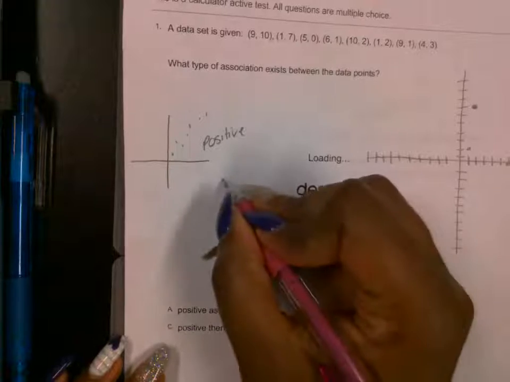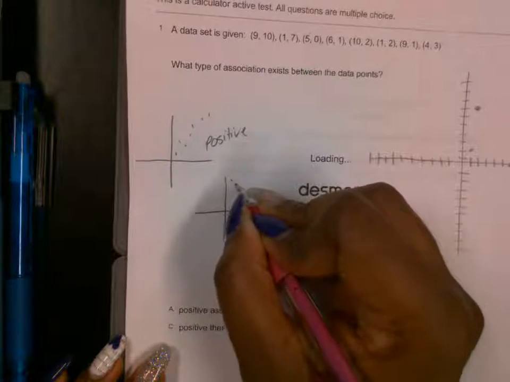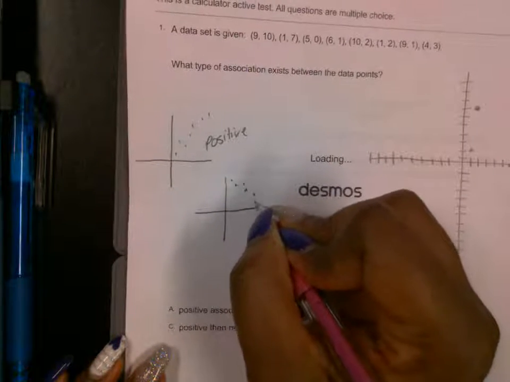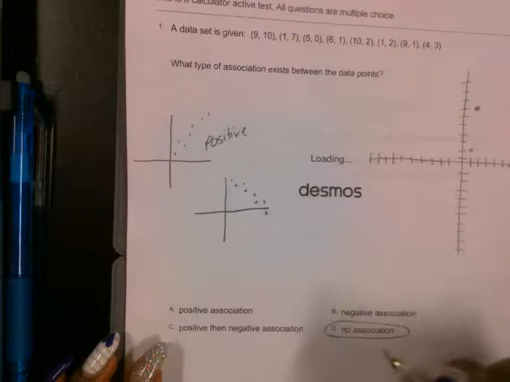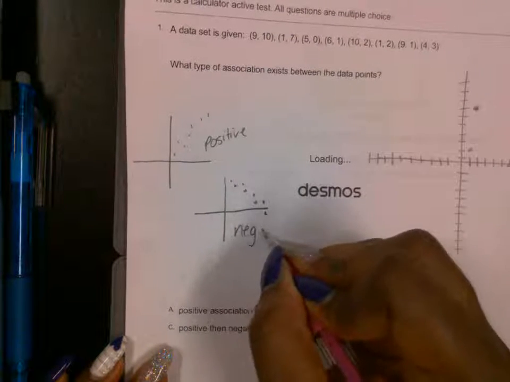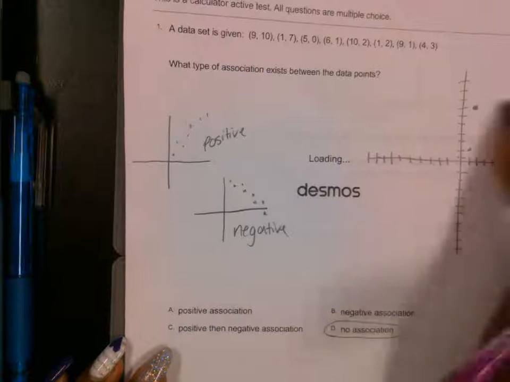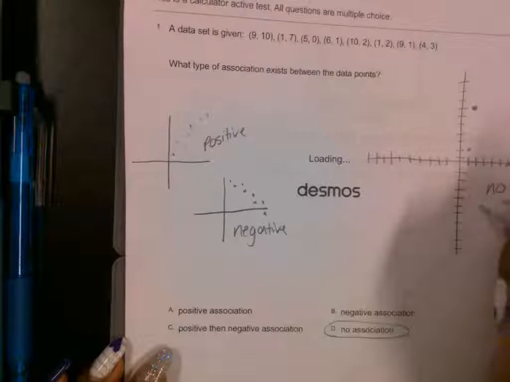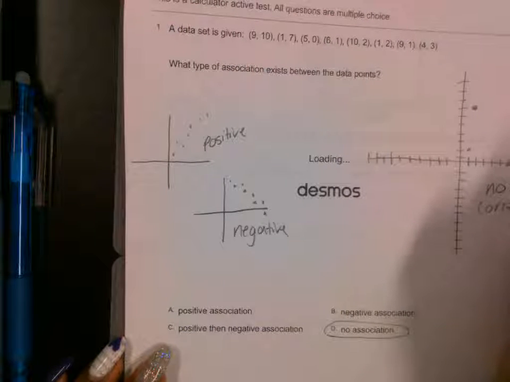If the points are going down, good. On average, it doesn't have to be a perfect straight line, but most of the points should be going down. So this is a negative association or correlation, and then this was a no correlation or association. So you could see either word, correlation or association. Okay.